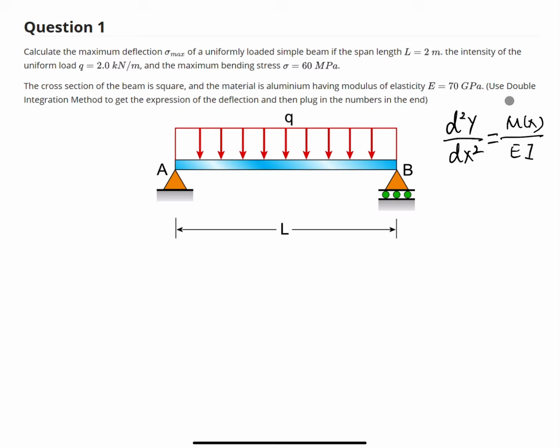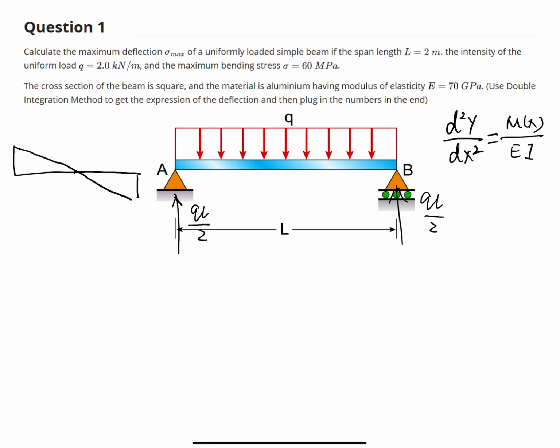From this loading scenario, we can easily calculate the reaction forces: at support A it is qL over 2, and at support B it is qL over 2. So we don't need to go into the details on that. Once we know the reaction force, we can draw the bending moment diagram. First of all, we draw the shear force diagram. The shear force diagram is shown here.